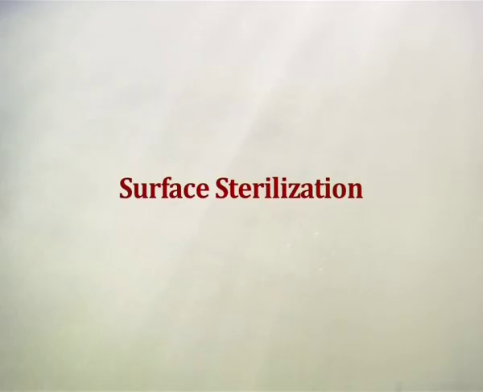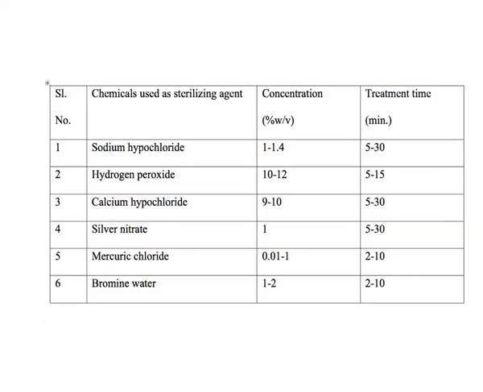The next technique is surface sterilization. If explants are not from aseptic sources like tissues from in vitro grown seedlings or cultures, then surface sterilization procedures are employed to remove surface contaminants from the explant tissues. Common chemicals used as sterilizing agents with their effective concentration and exposure time are given in the table. Antibiotics in the concentration of 4 to 50 mg per liter can also be used for 30 to 60 minutes.